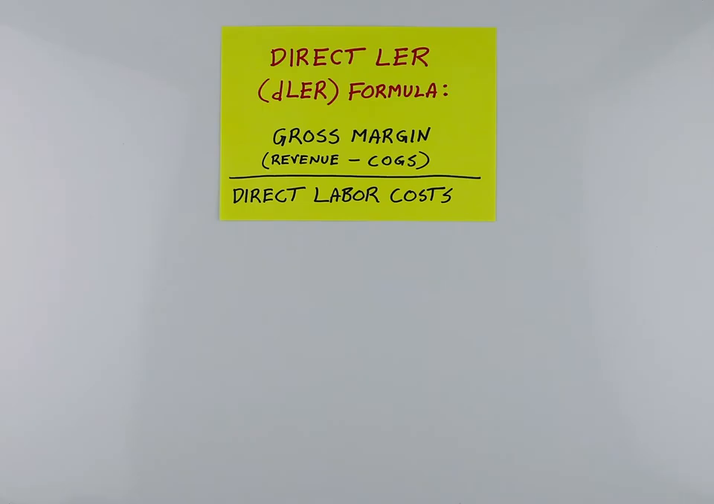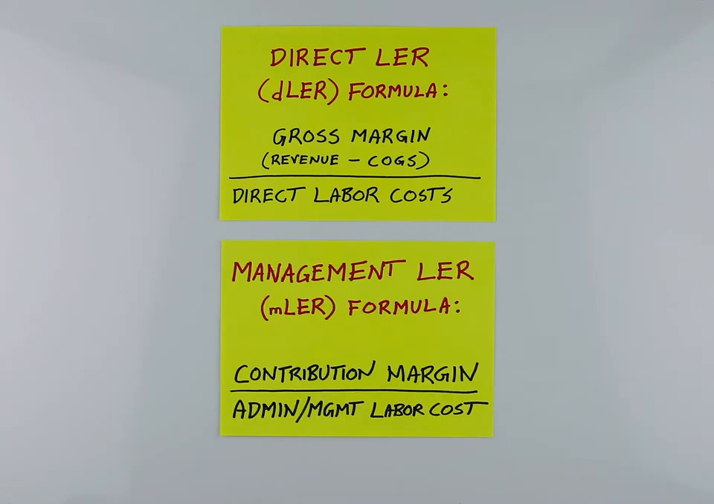There's two formulas. The first one is the direct LER. This is where you take gross margin. Gross margin is defined as revenue less cost of goods sold. That's all of your pass-through cost. And then you divide that by your direct labor cost. Again, don't panic if you're not a financial person. I'm going to show you a couple of examples and you'll see just how easy it is to implement this formula. The second formula is your management LER.